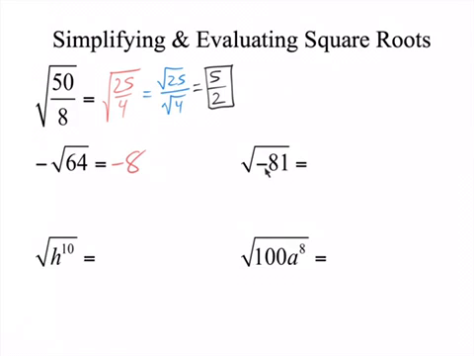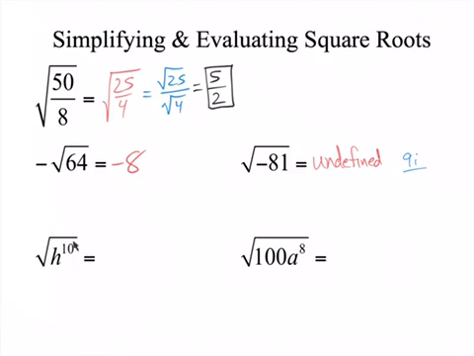But with this one, if the negative's inside, there's an issue. The square root of negative 81 is impossible. It's imaginary. So for this one, the answer is undefined. Now, if you're talking about imaginaries, yes, the answer is 9i. But assuming we're in real numbers, it's undefined. There is no answer for that particular square root.